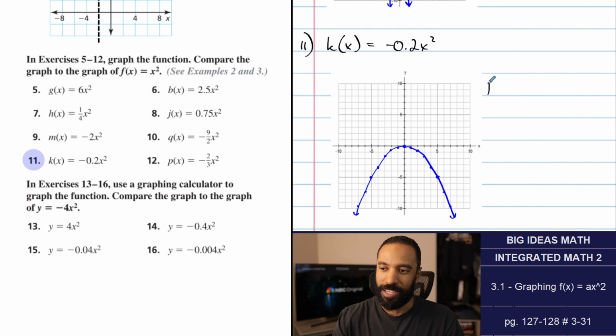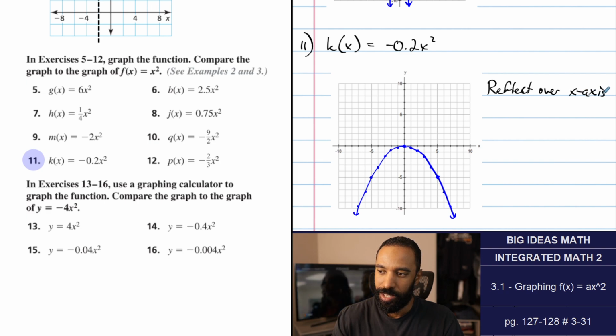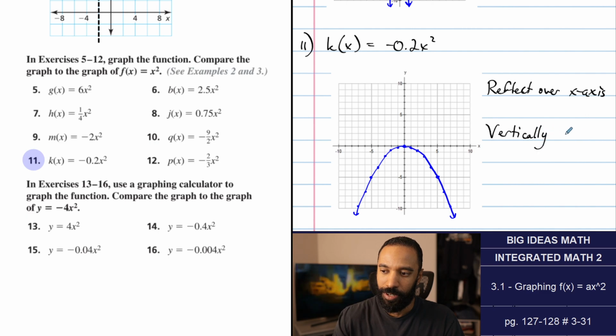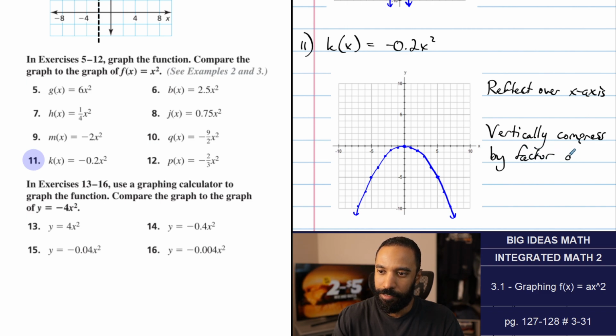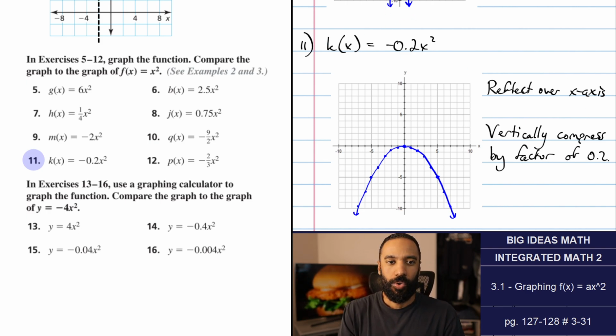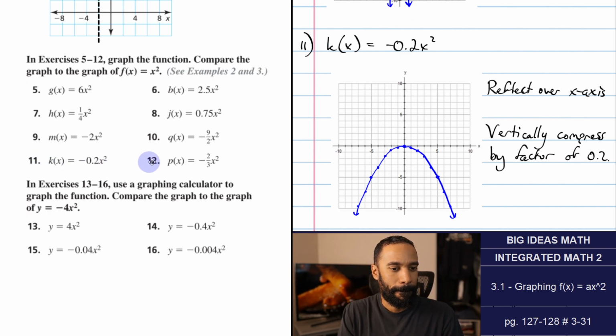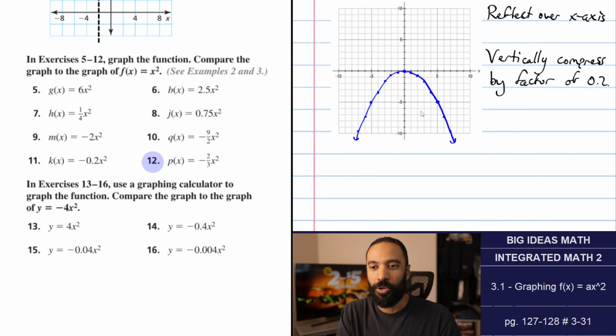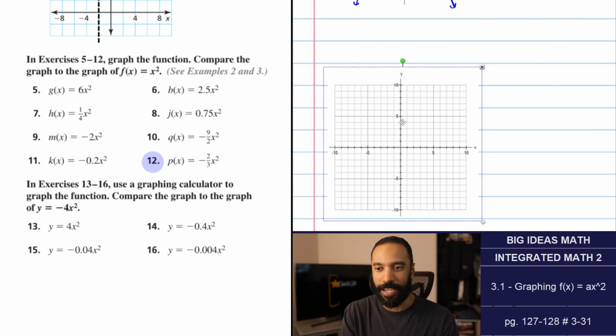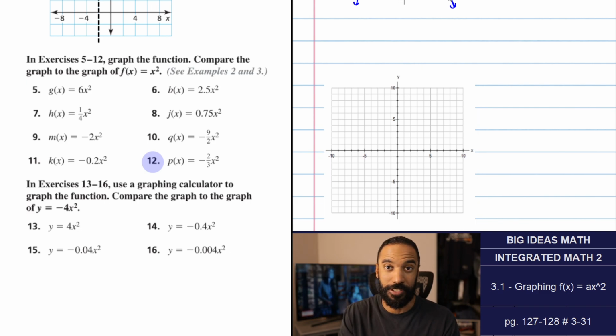And there it is. This is reflected over the x-axis once again. Reflect over x-axis and vertically compress by a factor of 0.2. Whew, number 12. See, these things go a little slowly with graphs. It takes time. Factoring could have gone really fast, and that's not what this is anymore.